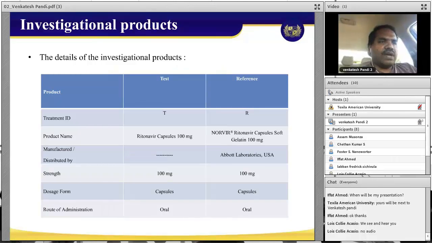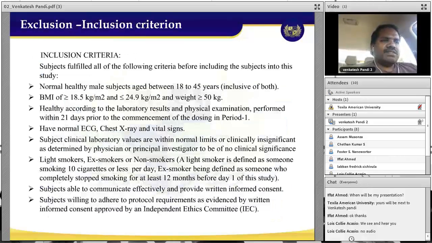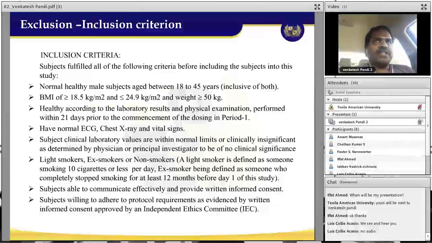But for this it was a simple study with 12 healthy adult male subjects aged 18 to 45 years. They were enrolled into the study. Considering this, the primary PK parameters were AUC 0 to T, the Cmax, and AUC 0 to infinity. Whereas we also have secondary pharmacokinetic parameters, that is AUC, the Tmax.